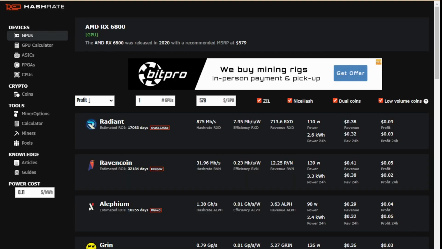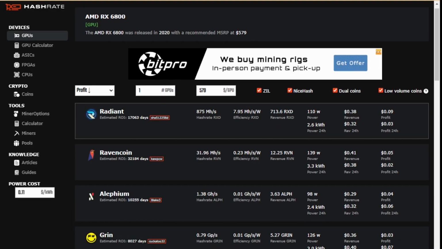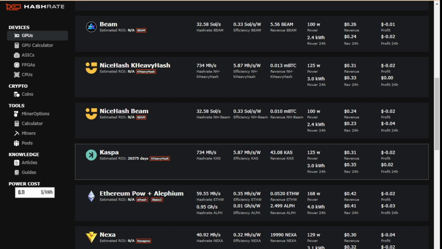The first GPU I want to test is the 6800, and the first coin I want to look at is one I just got done testing, Caspa. If you look at the Caspa hash rate, they're saying you get about 734 mega hash, and then you're at about 125 watts for negative 2 cents profit.